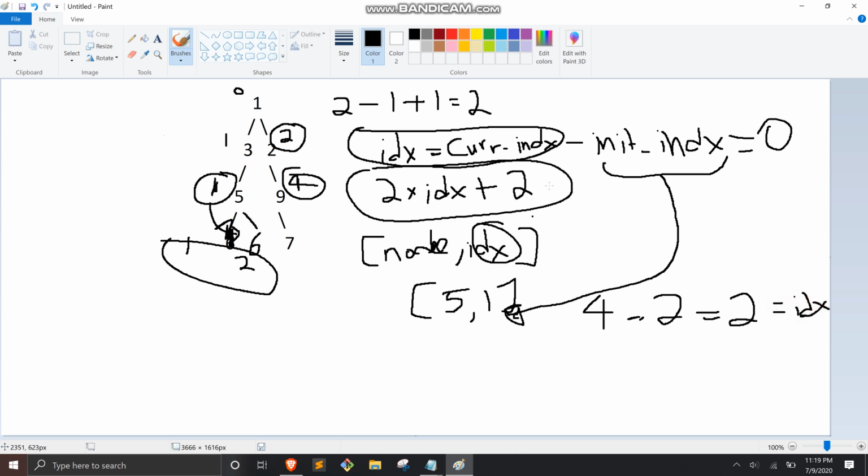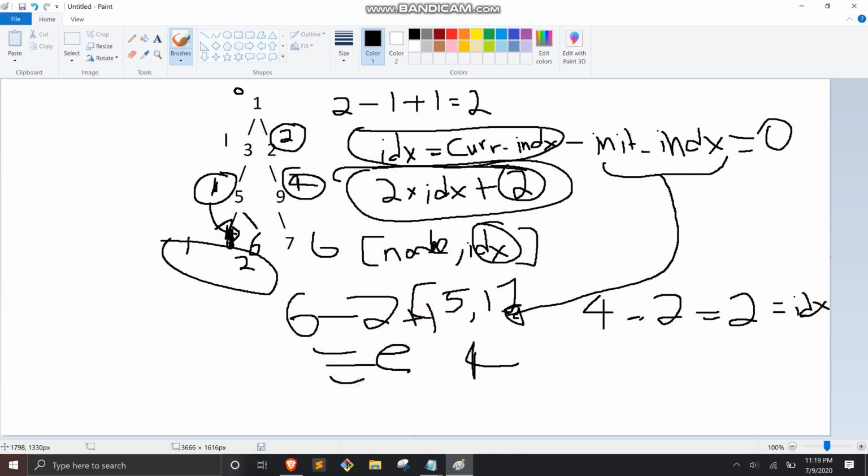So if you go to the right, since you do 2 times idx plus 2, well, 2 times 2 is 4, plus 2 is 6, so you get 6. 6 minus 2, plus 1, equals 5, which makes sense because it normally would be 6 in length, but because you decrement by 1, you only get 5.